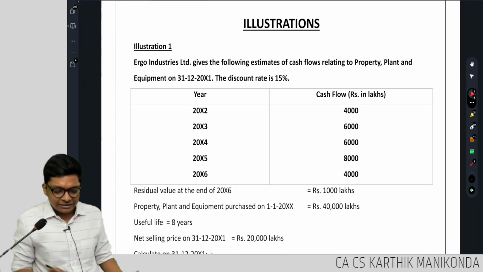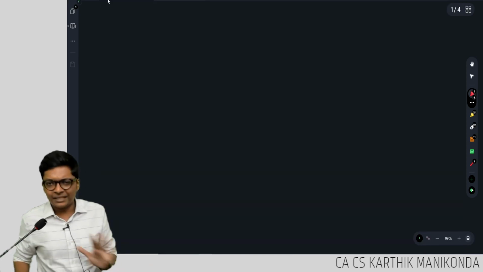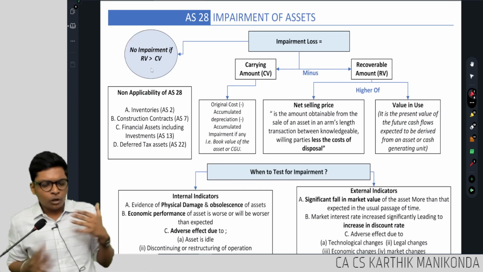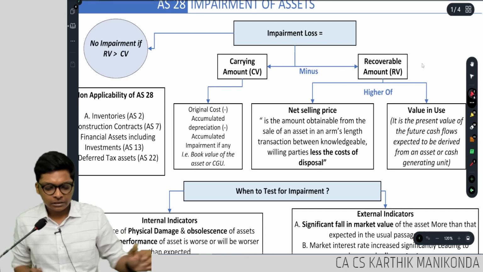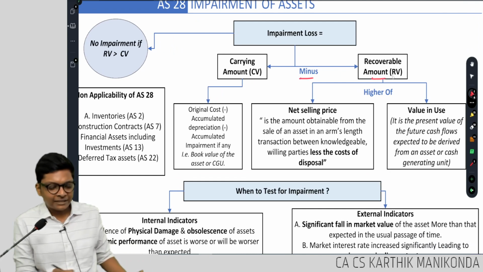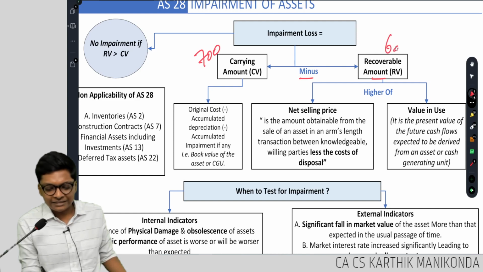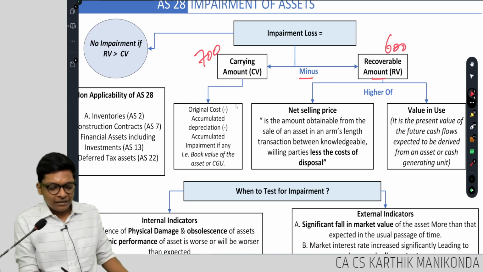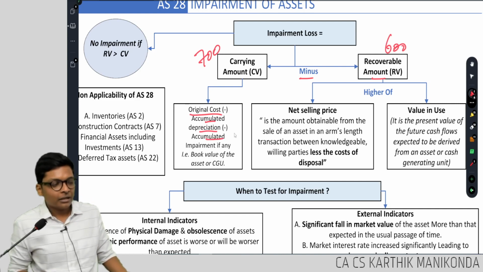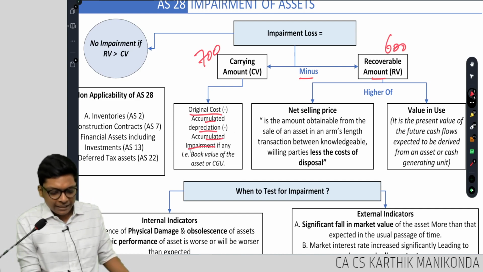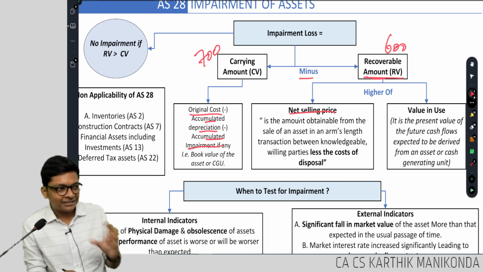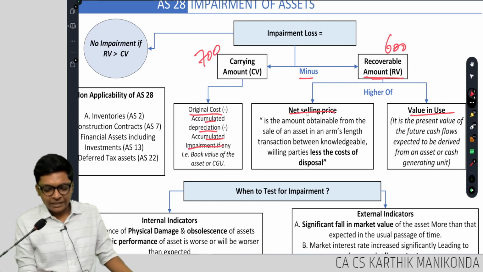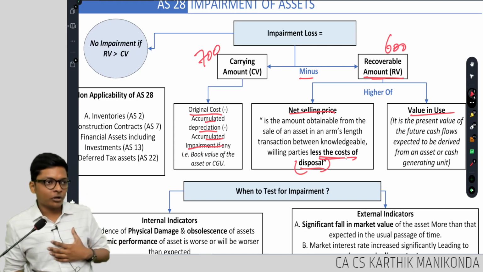Like that, for this standard, I'll give you notes for basically every topic. AS 28, quickly, summarizing whatever we discussed in the last class in our notes first. Impairment loss is carrying value minus recoverable value. For example, if carrying value is 700 and recoverable is 600, loss will be 100. Carrying value is original cost minus accumulated depreciation and accumulated impairment, if any, previous impairment, we will discuss that. Recoverable value is higher of net selling price and value in use. Net selling price is amount obtainable minus cost of disposal. Are you able to follow guys? This is what we saw.